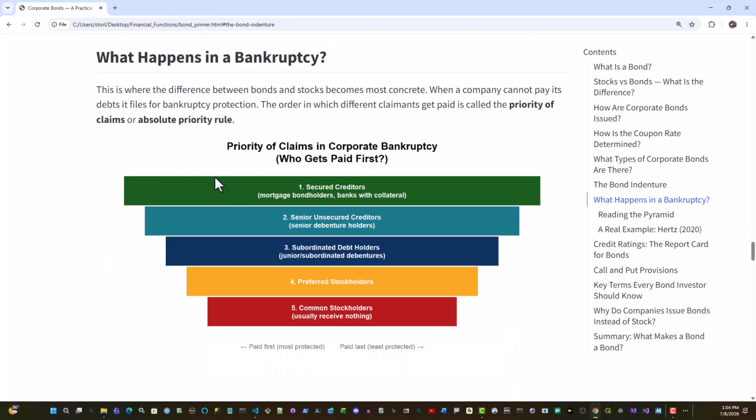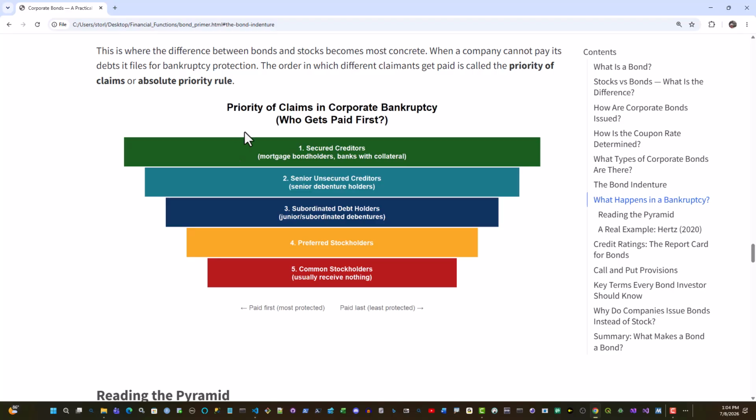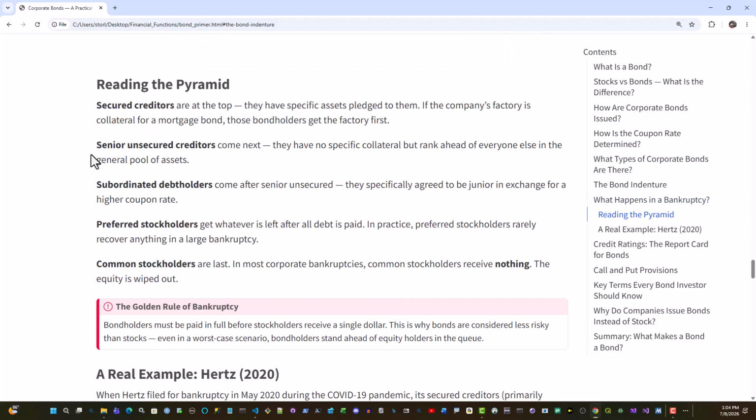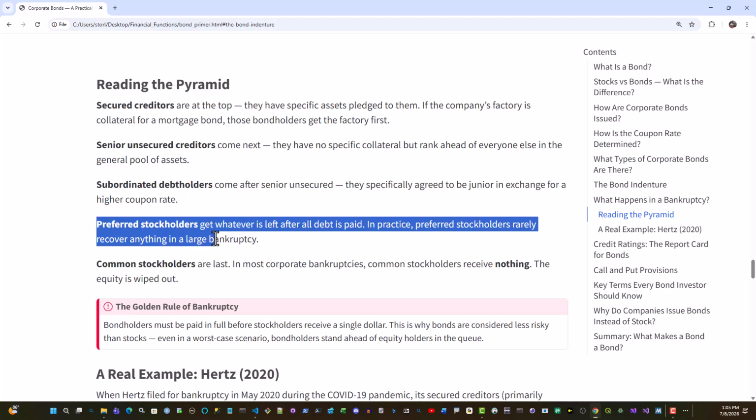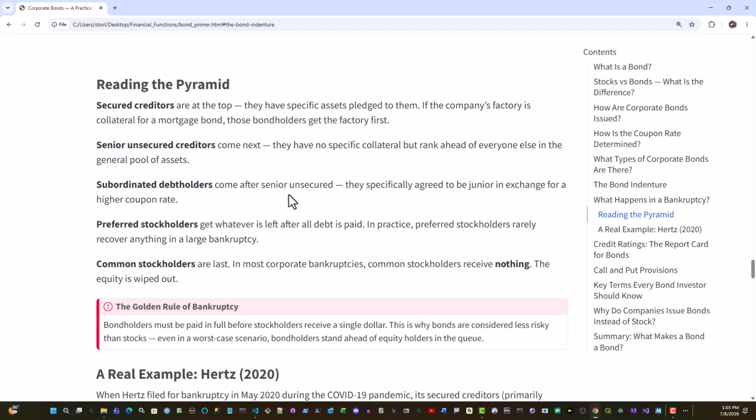Okay, what happens in bankruptcy? What is the pecking order in bankruptcy? Well, the bondholders get their fill first. Then typically preferred stockholders get their fill, and whatever's left over, if anything, goes to the common stockholders. So I'll let you read through this on your own. Also, who among the bondholders gets paid first? For example, secured creditors are at the top. And you see here preferred stockholders and then common stockholders down here. You can read this on your own.